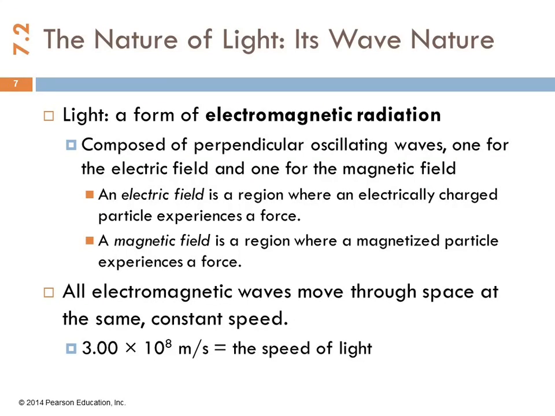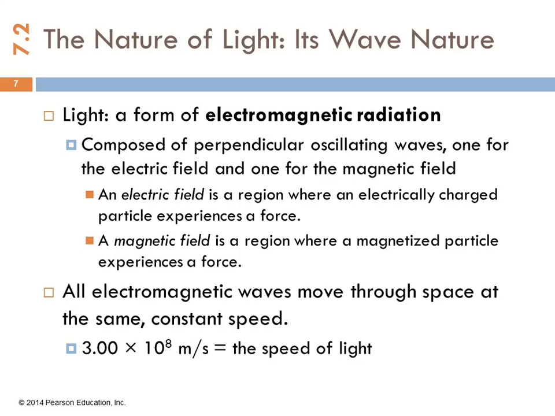So to begin to understand how the electrons behave, we have to talk about the nature of light. So this is some physics again. Light is a form of electromagnetic radiation. Electromagnetic radiation is composed of two oscillating waves. One is an electric field and one is a magnetic field, and they're perpendicular to each other.